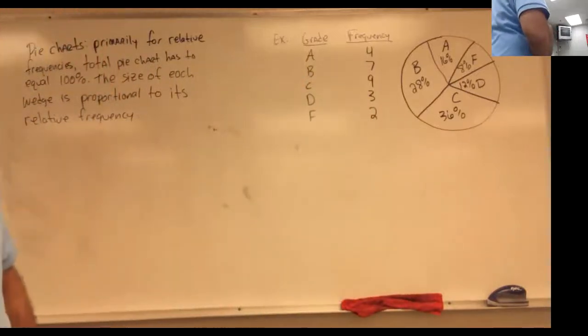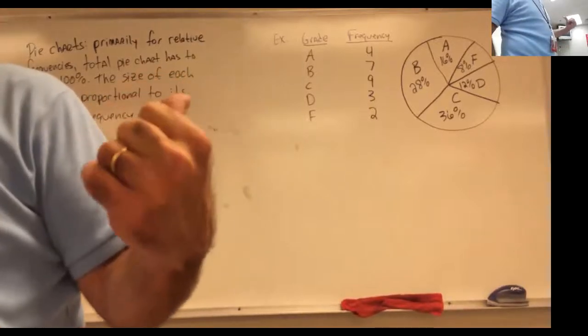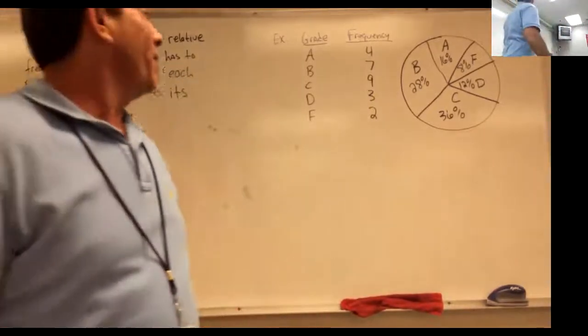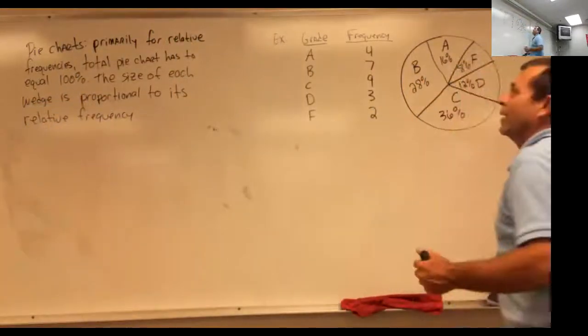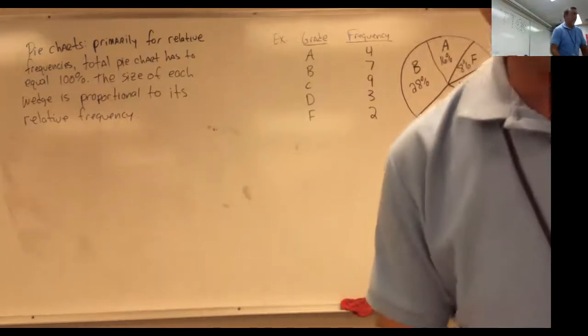So 20% of them failed the class, right, with a D or F, because you had the 8 and the 12, right? So that's basically what a pie chart is. It's going to show relative frequencies, how many times things happen, okay? All right, questions on those?